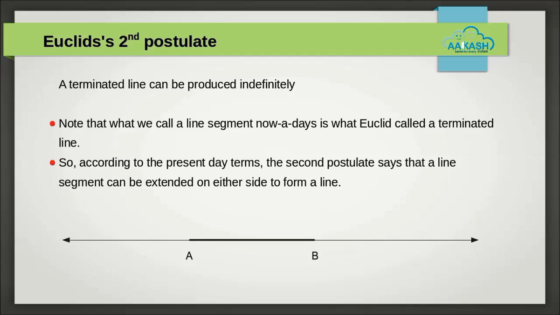Euclid's second postulate. The second postulate says that a terminated line can be produced indefinitely. Note that a terminated line in Euclid's geometry is the same as a line segment in today's terms. So, in other words, it says that a line segment can be extended on either side to form a line.